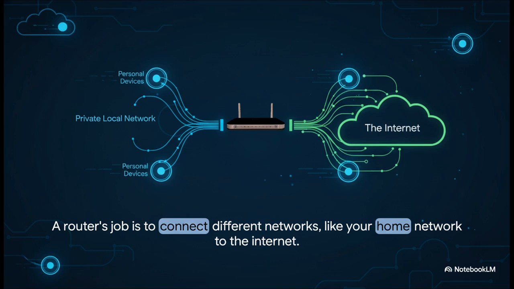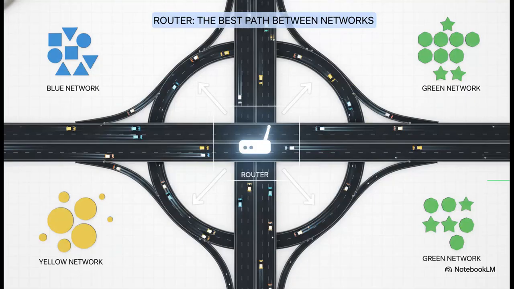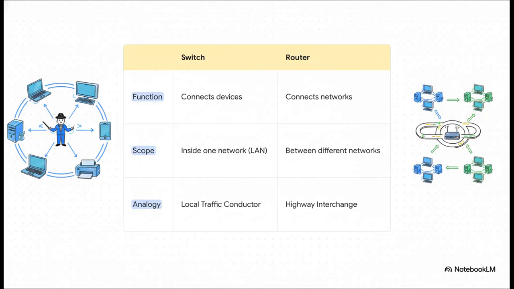Your home router connects your entire private local network with all your personal nodes to the massive public network we call the internet. So let's go back to our analogy. If a switch is the local traffic cop on the corner, a router is like a massive highway interchange. It looks at all the little pieces of your data, we call them packets, and it makes these super smart decisions about the best and most efficient path for them to take to get to a destination that could be thousands of miles away.